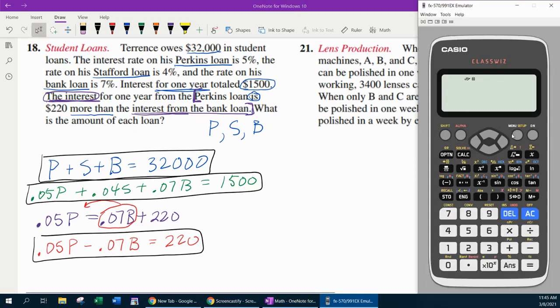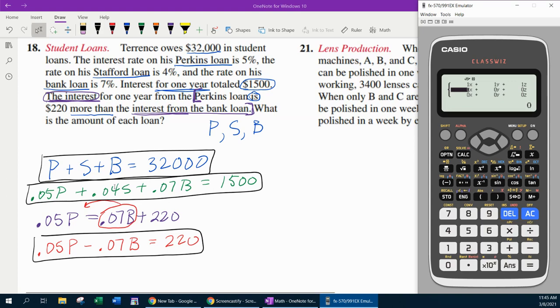Again, from the Casio, to get to the system solver, that's Menu, Equation/Function, Simultaneous, number of unknowns is 3. Coefficients from the first equation are 1, 1, and 1, and 32,000.